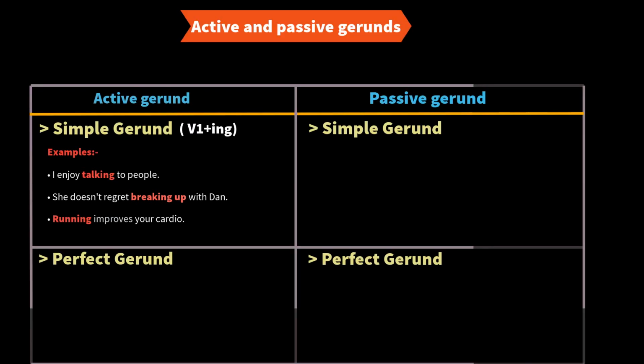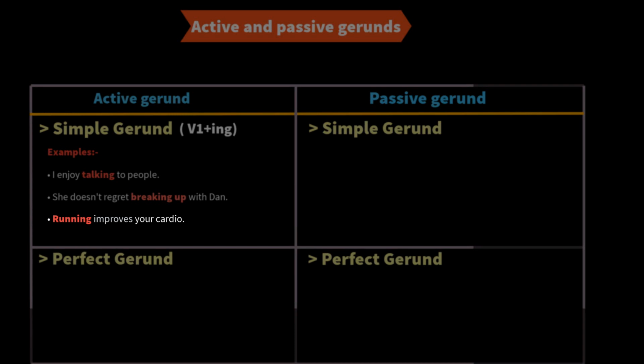Next example. Running improves your cardio. And that is why a lot of athletes run a lot. So running is the subject of this sentence. What improves your cardio? Running. Nobody's running here. We're just talking about an action. So running is an activity that's working as a noun here, as the subject of this sentence.